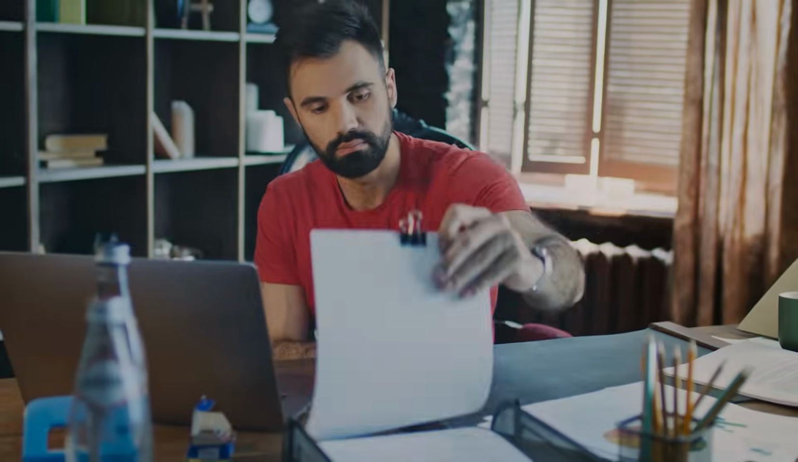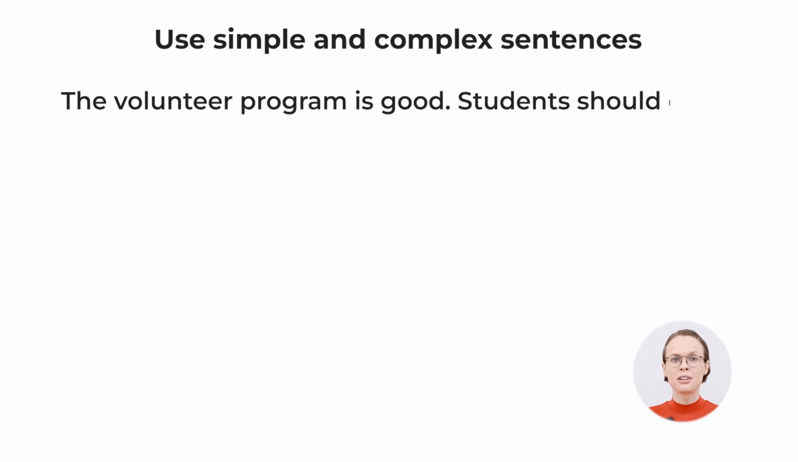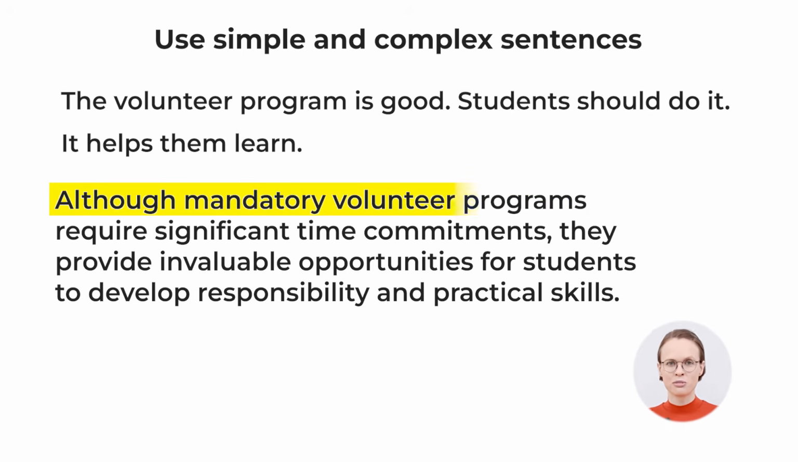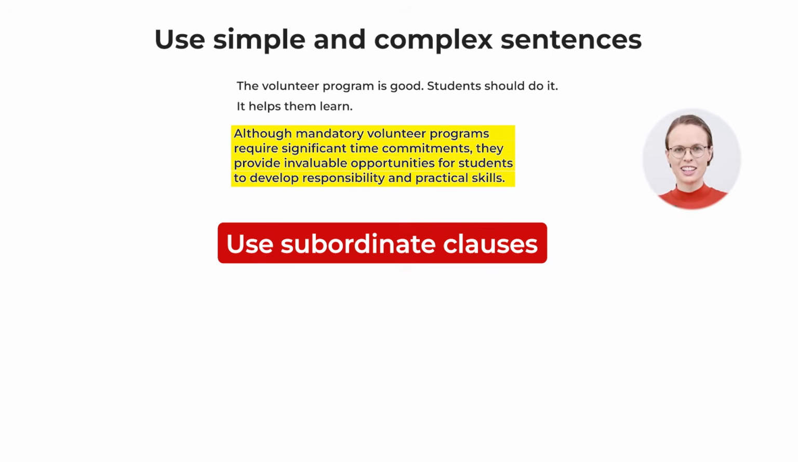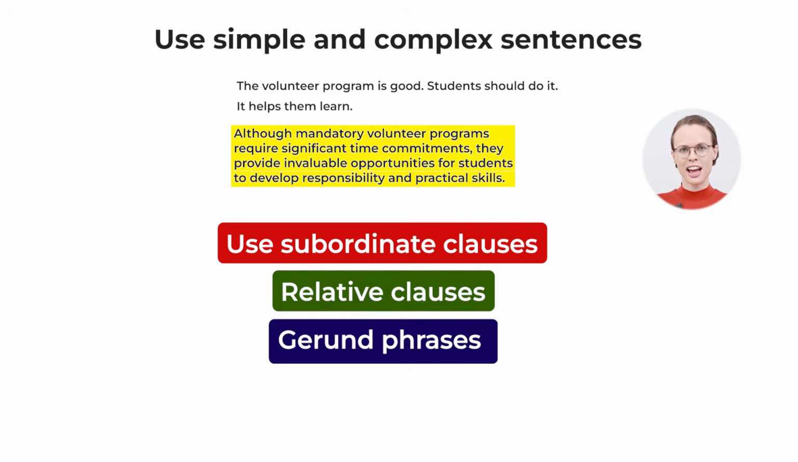Don't write only short, basic sentences because this limits your grammar score. For example, don't write, "The volunteer program is good. Students should do it. It helps them learn." Instead, combine these ideas. Although mandatory volunteer programs require significant time commitments, they provide invaluable opportunities for students to develop responsibility and practical skills. Use subordinate clauses, relative clauses, and gerund phrases naturally.